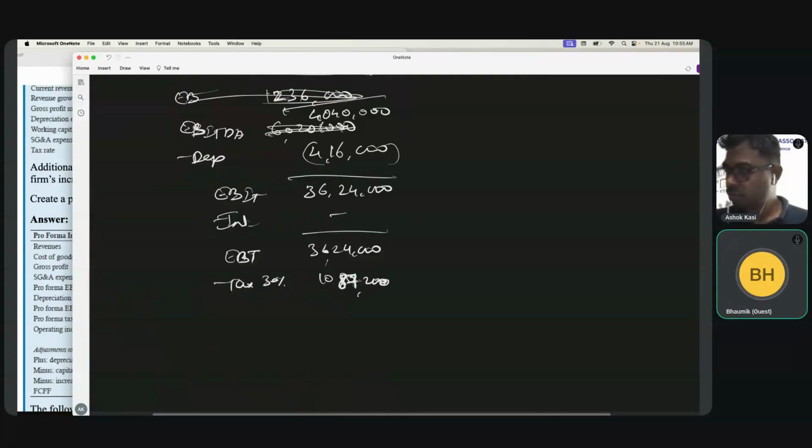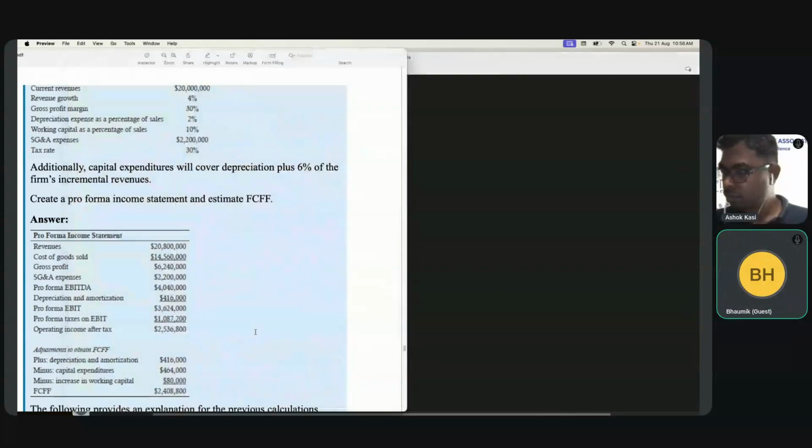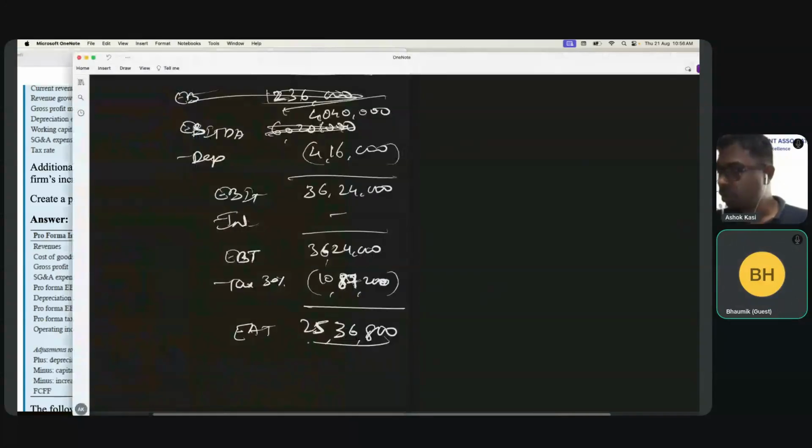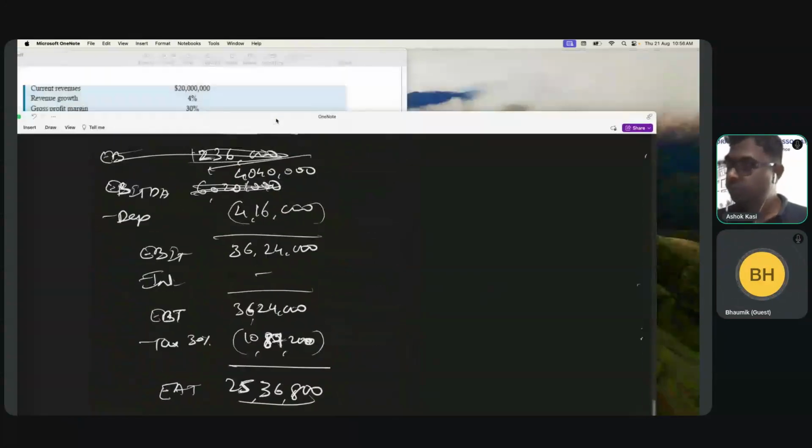And net income is 25 lakh 36,800. It's matching. Yeah, after tax. Now free cash flow to the firm.